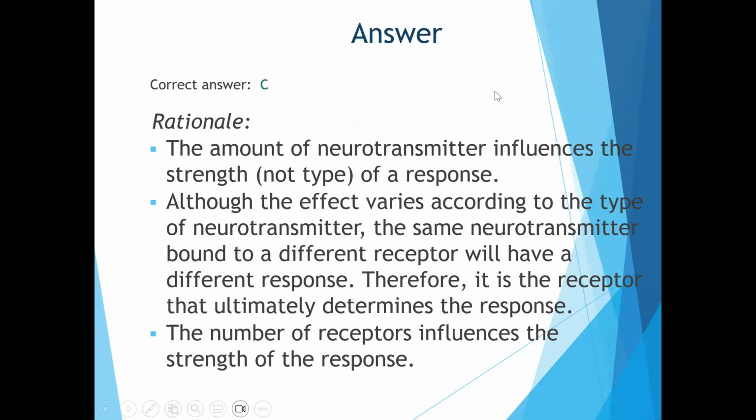And so effects can vary based on type of neurotransmitter. The same neurotransmitter binding to a different receptor is going to have a different response. Therefore, the receptor itself truly is what determines your response. And again, the number of receptors influences the strength of the response. So the receptor itself is really the final determining factor in what the response will be.